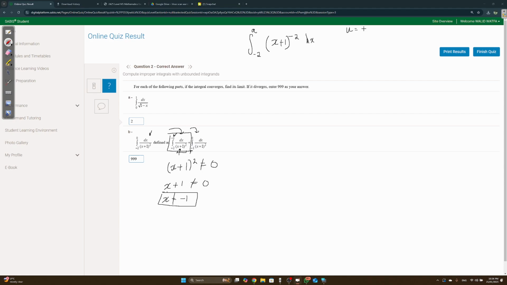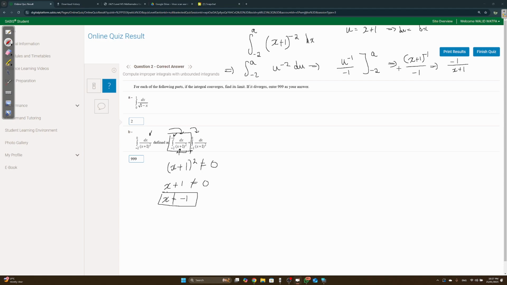Obviously, use substitution, right? u is equal to x plus 1, then du is equal to dx. So it's going to become the integral from negative 2 to a of u to the power of negative 2 du. Integrated, you're going to get u to the power of negative 1 over negative 1, from negative 2 until a. Change u back to its original form, x plus 1, so it's going to be x plus 1 to the power of negative 1 over negative 1. Okay, let's fix this. I don't like keeping negative power, so it's going to be negative 1 over x plus 1.